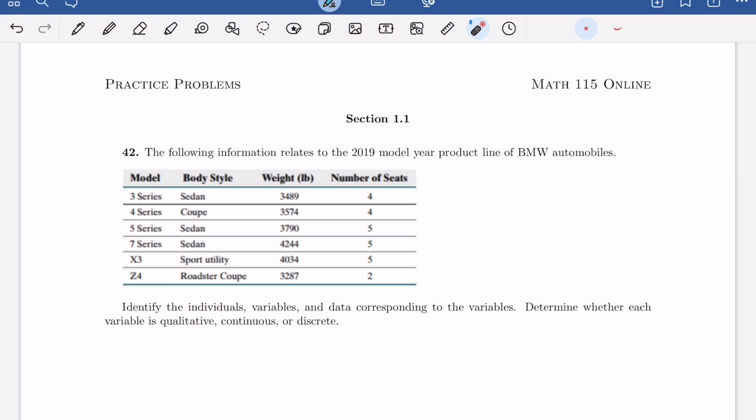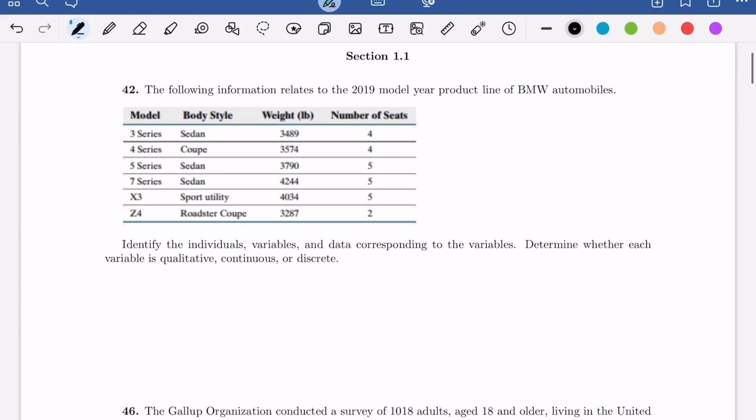Remember from our PowerPoint slides from Pearson, these individuals make up the objects or members of the population that we're studying. So the individuals here are going to be the model types of these automobiles. So we'll just say model types here.